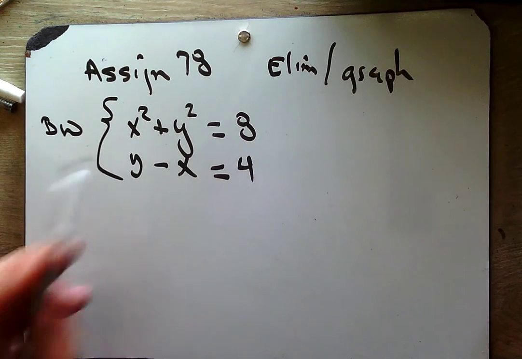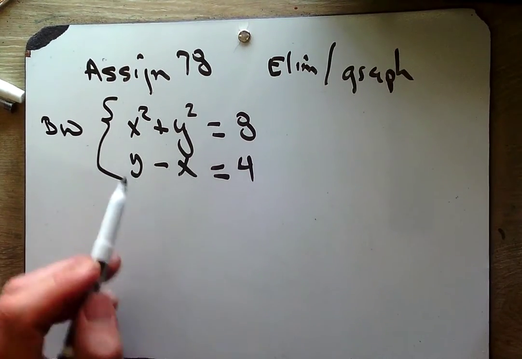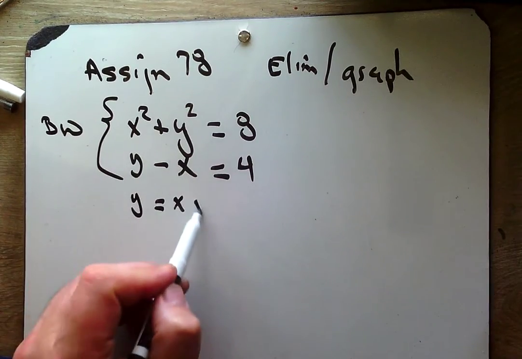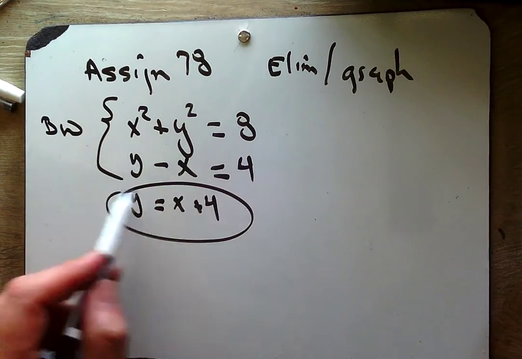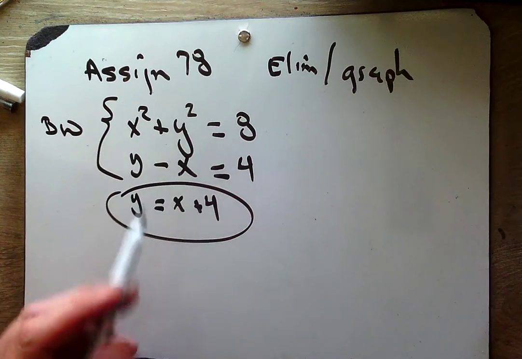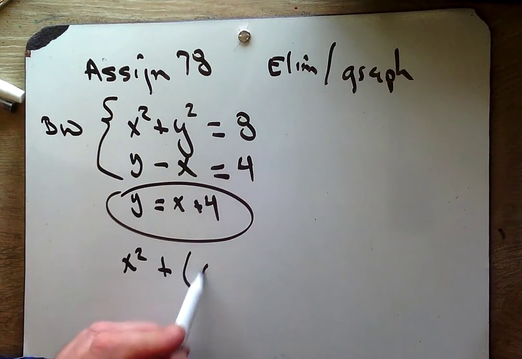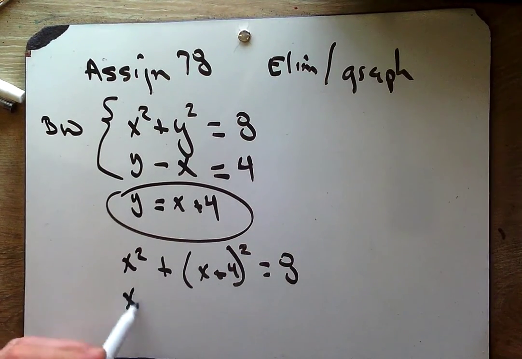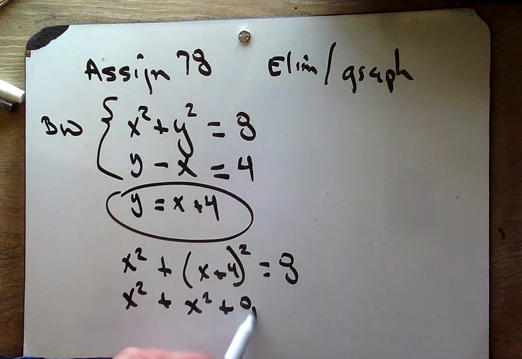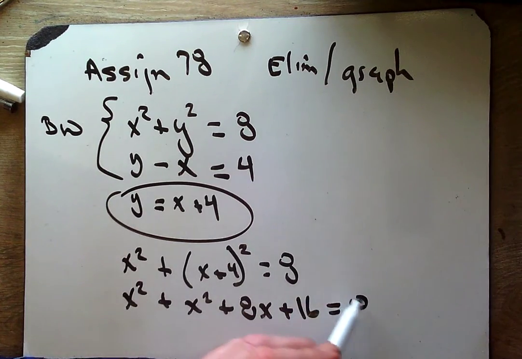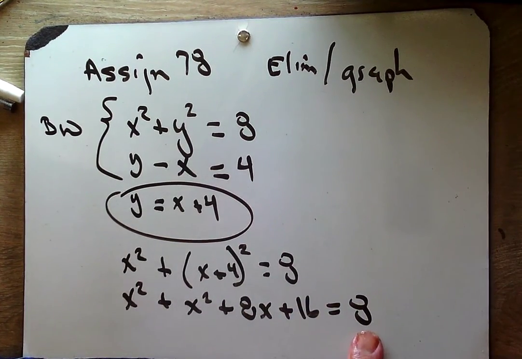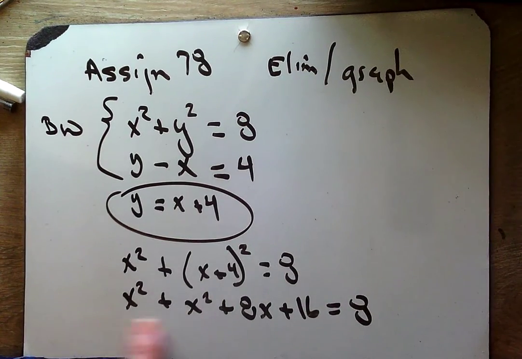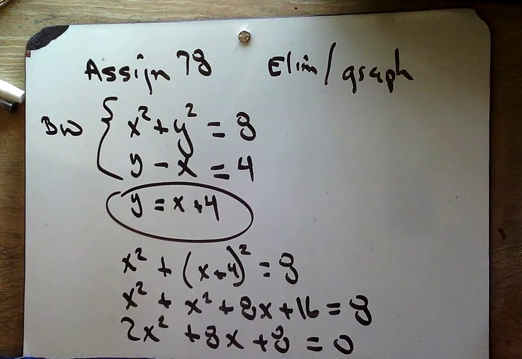Okay, so substitution. I solve one of the equations for one of the variables, y equals x plus 4. I take that and plug it into the other equation. So x squared plus x plus 4 squared equals 8. X squared plus x squared plus 8x plus 16 equals 8. I'm going to subtract 8 from both sides, and combine like terms. So I've got 2x squared plus 8x plus 8 equals 0.